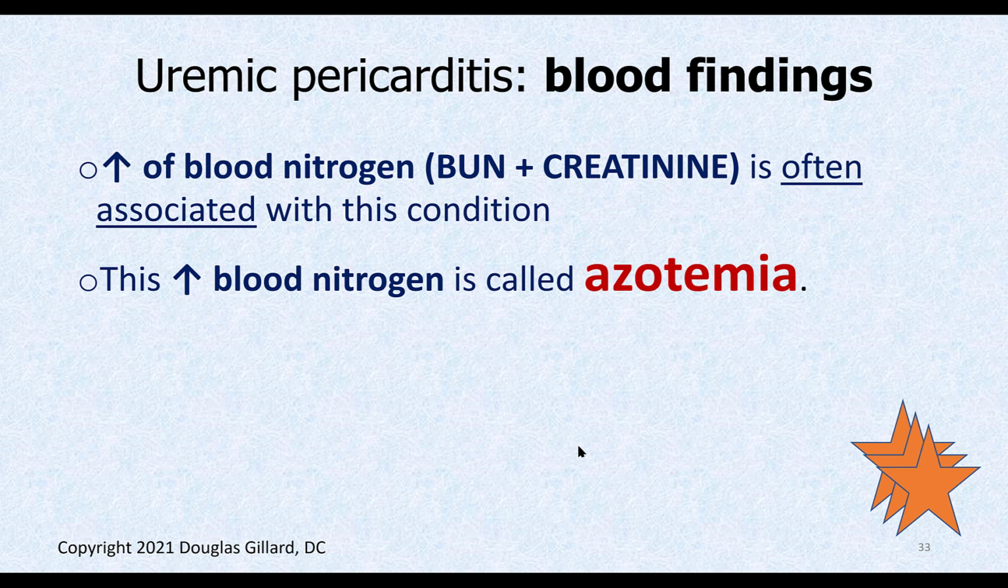And there's a name for this. When your blood nitrogen levels increase, so when you have an increased BUN and creatinine levels are increased, you're diagnosed with azotemia. Azotemia, make sure you know that word. That means increased blood nitrogen products.